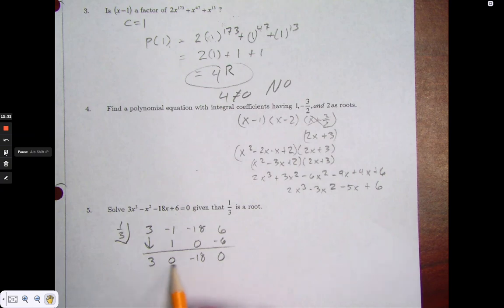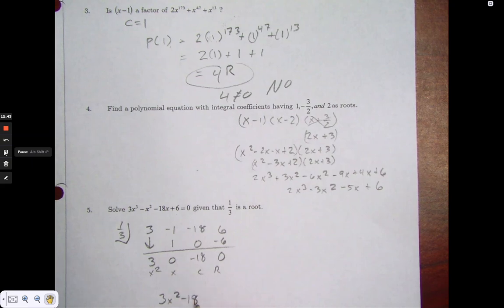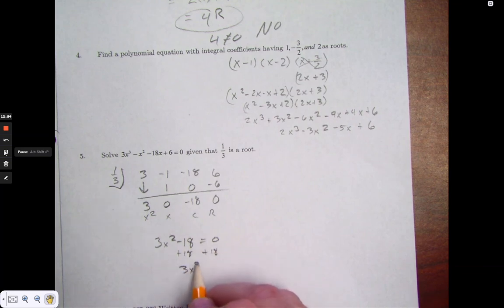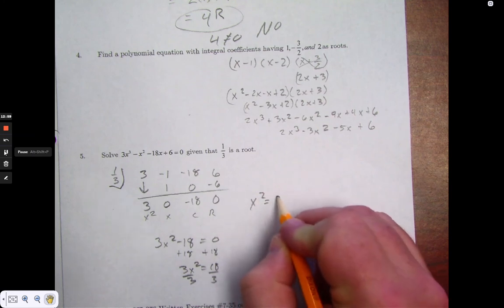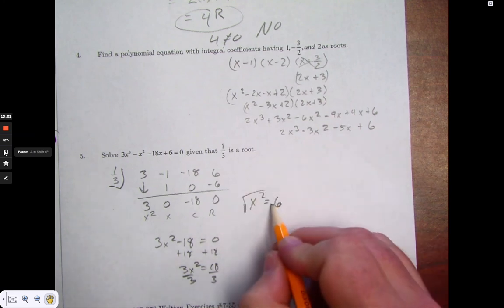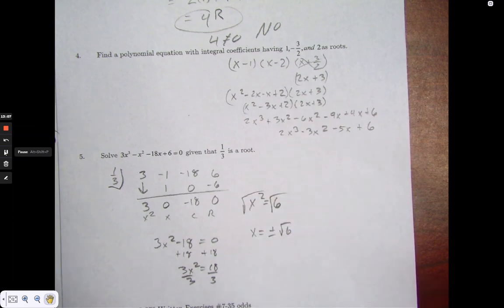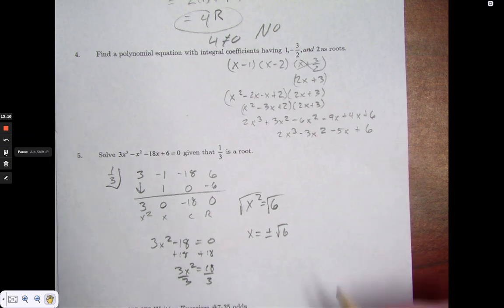So now we have this, which is our squared term, that would be our x term, our constant, our remainder. So we now know that 3x squared minus 18 has to equal 0. So we can solve this. We can add 18 to both sides. We get 3x squared equals 18. We divide both sides by 3, and we get x squared equals 6. We can then take the square root of both sides, and we get x equals plus or minus the square root of 6. So that means we have 3 different answers.